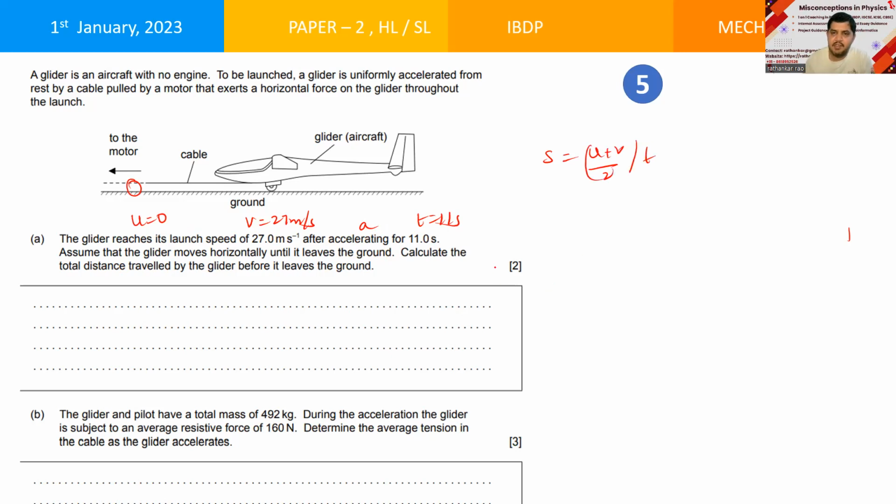Of course, some of you may think, why don't I use S equal to UT plus half AT squared? But the value of A is not known. Then you have to substitute for A and then get the answer. So I have taken the fourth equation of motion. You can do it by that method also. You can try it out.